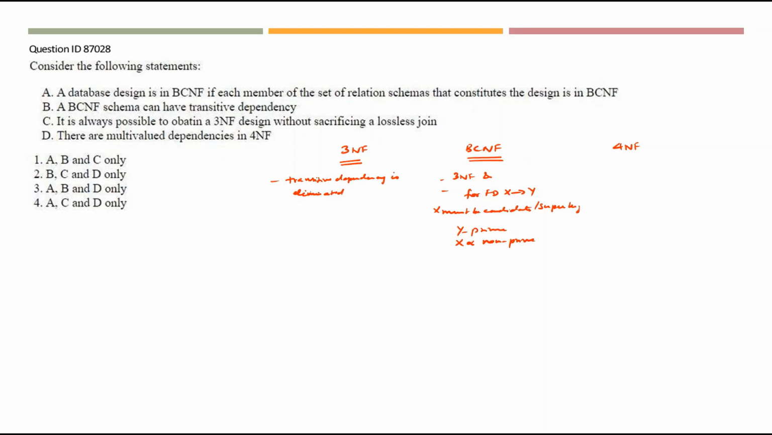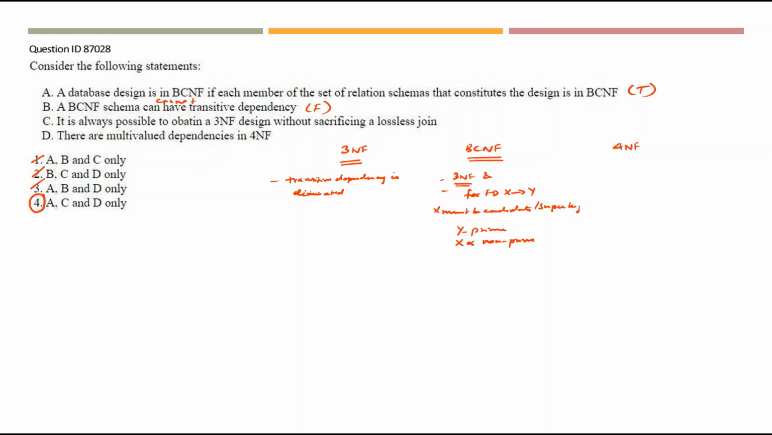A database design is in BCNF if each member of the set of relation schemas that constitutes the design is in BCNF. This is actually true. Next statement, a BCNF schema can have transitive dependency. Transitive dependencies are eliminated in 3NF. If it is already a 3NF, then a BCNF schema cannot have transitive dependency. So in this case, we mark B to be false. Once we conclude that B is false, whatever option involves B will be ruled out. From this we can mark option 4, A, C and D only will be the right answer.